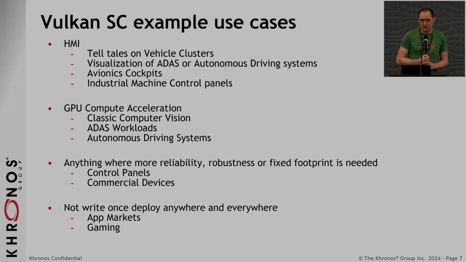Where it's not targeted specifically is in places where you write an application once and you deploy it to thousands of different devices or tens of devices. As you've seen, some of the pipeline cache things and stuff like that, and the object counts and the memory size, it means the application becomes much more tied to the target hardware. And so that model of write it once, deploy it everywhere, doesn't really work for Vulkan SC.